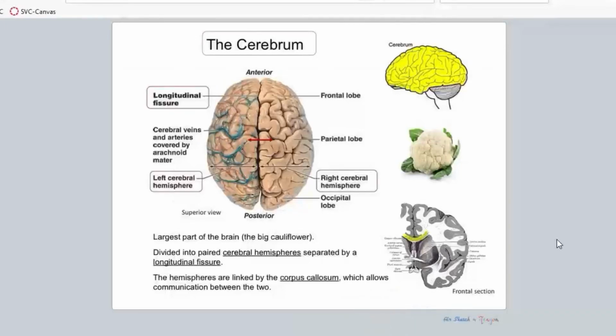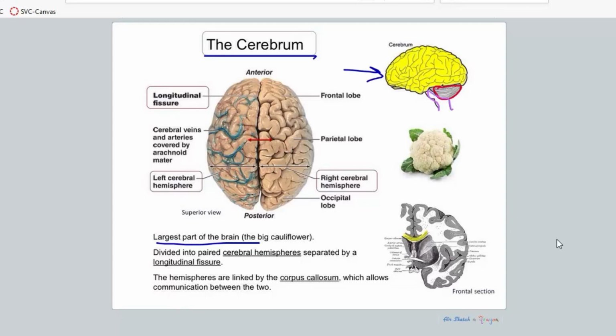Okay, so the next thing that we're going to talk about is the cerebrum. And the cerebrum is the largest part of the brain. If we look at this figure over here, first of all, here we have the cerebellum. Here we have the brainstem.